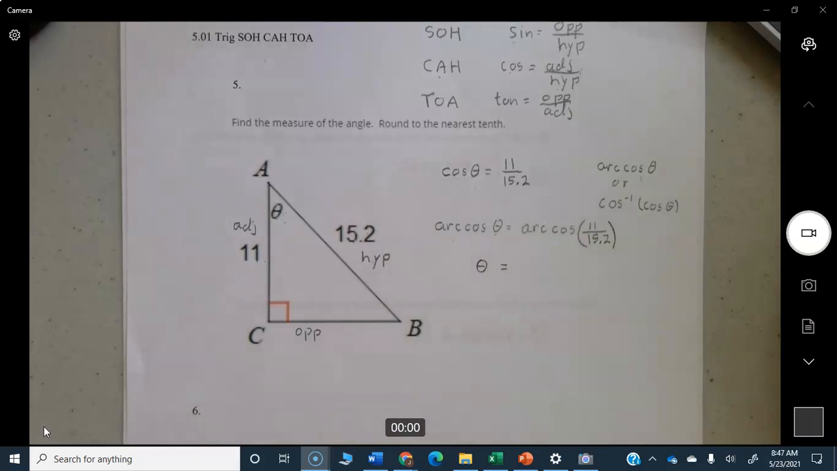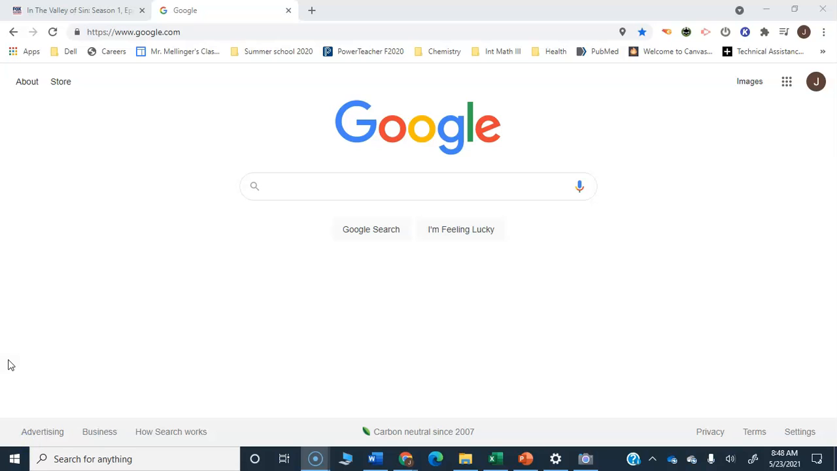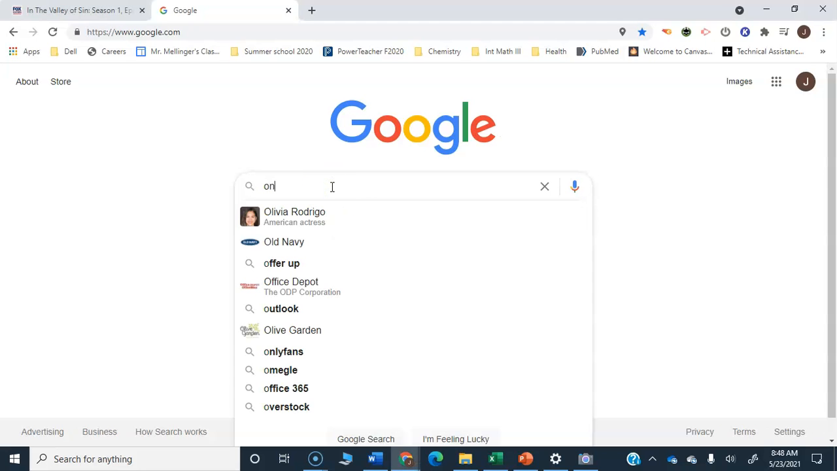All right, so we're going to go to our online calculator now. Okay, so again, we go to Google. If you don't remember how to do this, go to online calculator.